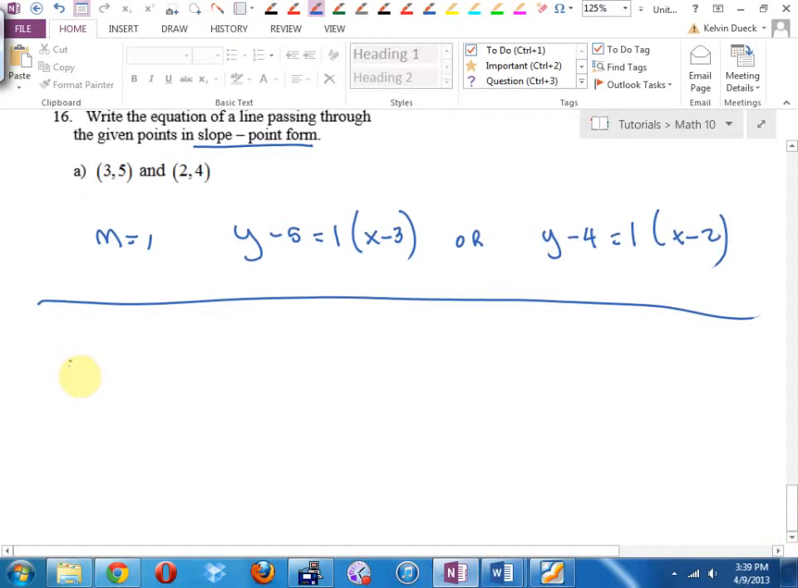Supposing they gave you y equals, I'll do a harder one, -2/3 x plus 5. And they said, find the x-intercept.